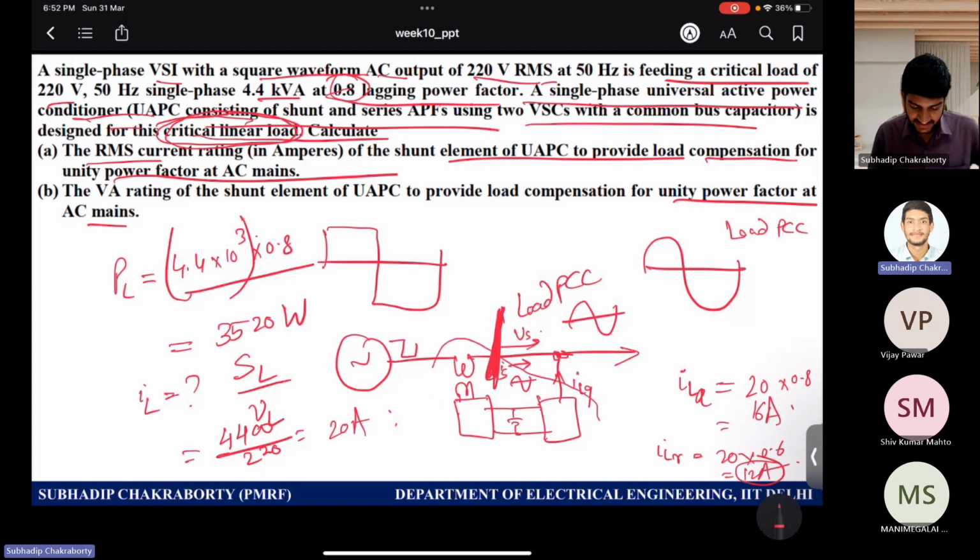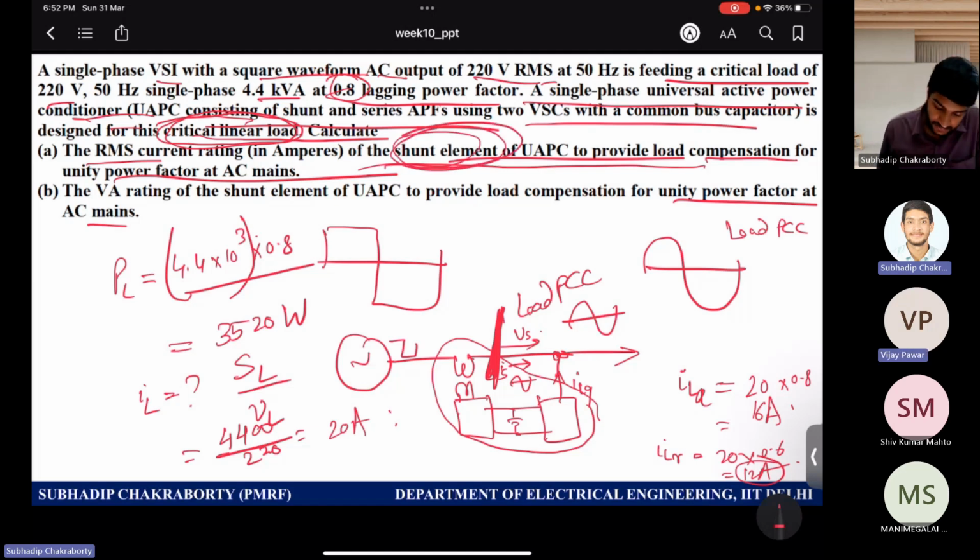Please understand, this is the overall system. And you have been asked the overall UPAC current VA rating and RMS rating of the shunt element. Okay. Now, first we calculate the reactive current handled by the shunt. Then we'll see if there is any active component or not. So the reactive component handled by the shunt branch is 12 amps. Up to this much is clear. Why is it handling 12 amps of reactive current? Because it needs to provide the reactive demand of the load, which is 12 amps, such that your IS does not have any reactive component in it. So we understood that.